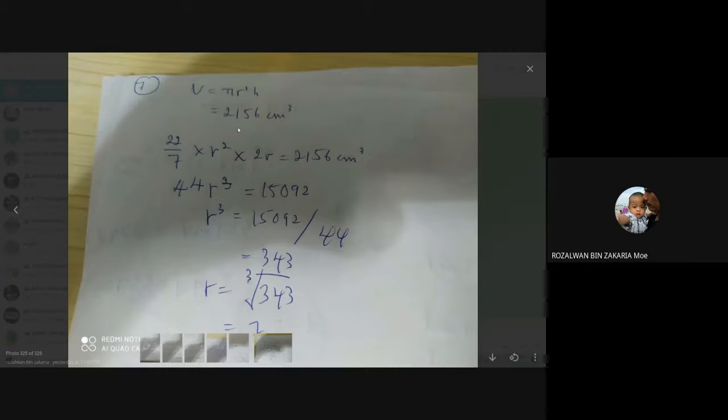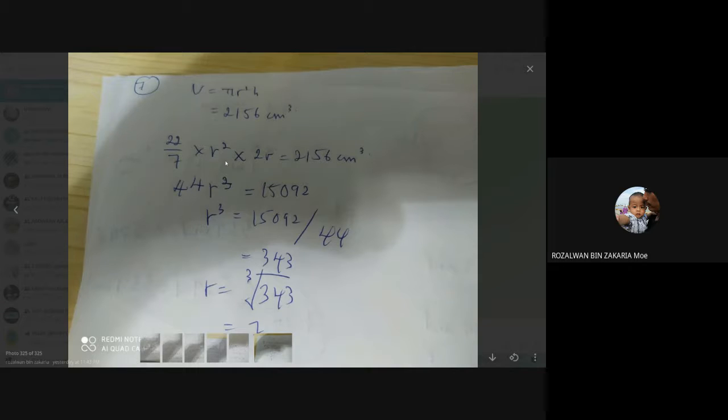Volume of the cylinder equals pi r squared h. For pi I use 22/7, multiplied with r squared. Then times the height of the cylinder, which is twice the radius. That means multiply with 2r, because the height of the cylinder is twice the value of the radius. So 2r, and this equals the volume of the cylinder, 2156 centimeter cubed.